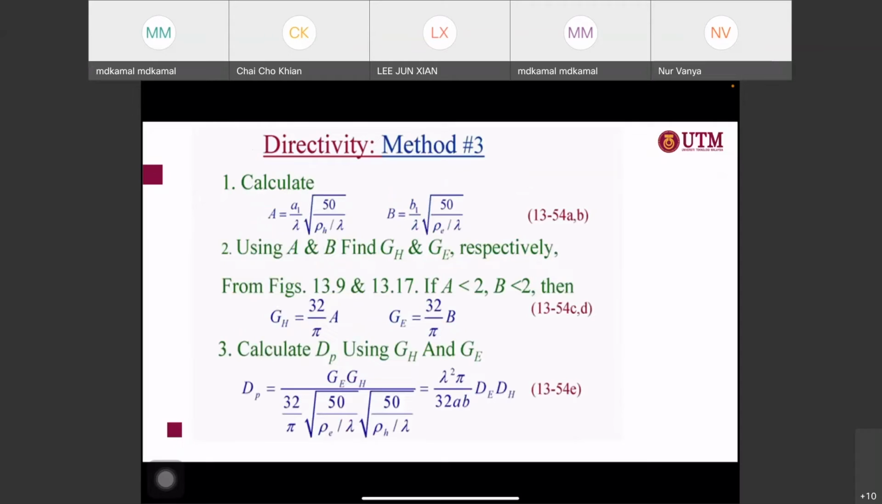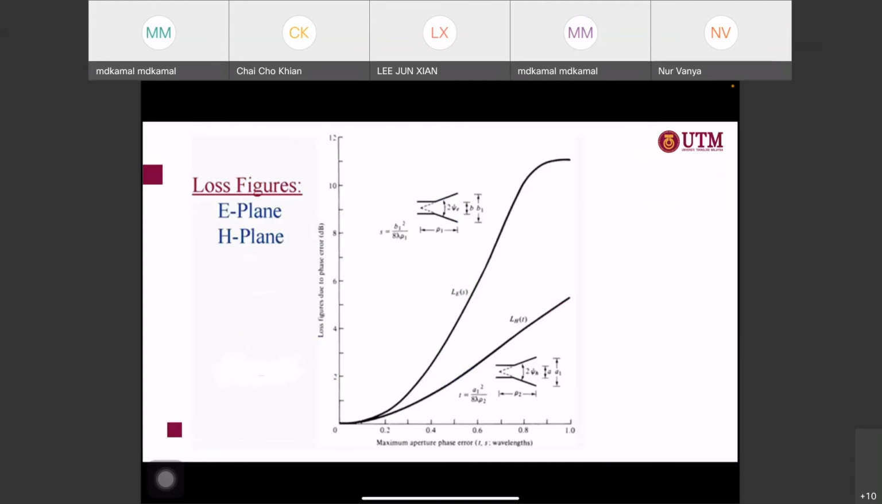For the third method, you calculate the A value here, which is the aperture size. Using A and B, you can find GH and GE, the gain for the H plane and the gain for the E plane. From this figure, if A is less than 2B, then you use this equation: GH is 32 over pi A, GE is 32 over pi B. Calculate DP using GH and GE here. You can find that this equation is similar to the previous one.